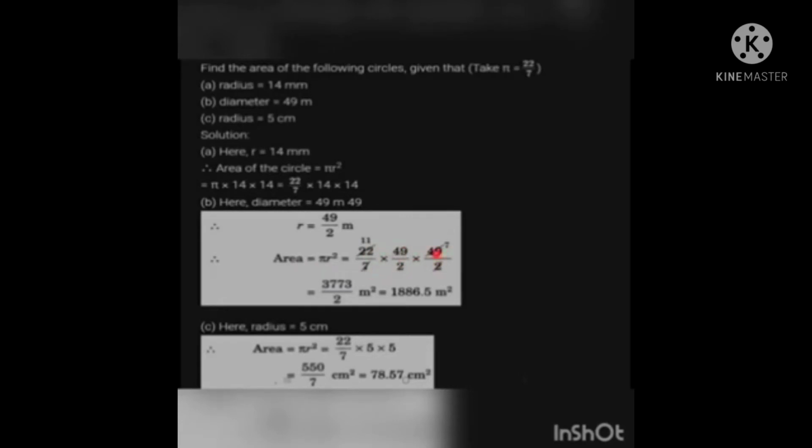Now 7 and 49, 7 into 7 is 49. Again this 2 can be cancelled by 11. Now nothing common. So 11 into 49 into 7 divided by 2. That is 3773 by 2. You will get 1886.5 meter square. So in this way you have to make the calculation easy. For that, if you are getting a multiple of 7 and 2, you should make it like that so that calculation will be easy.